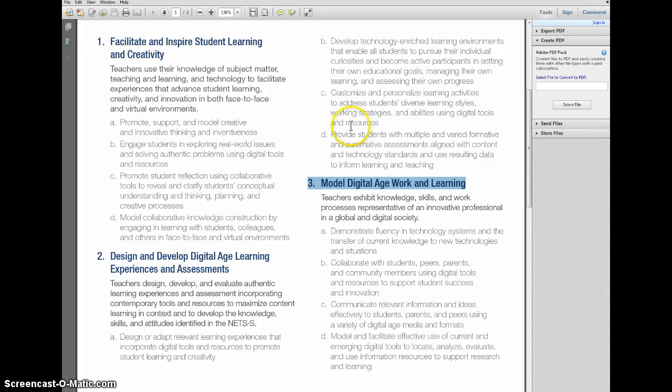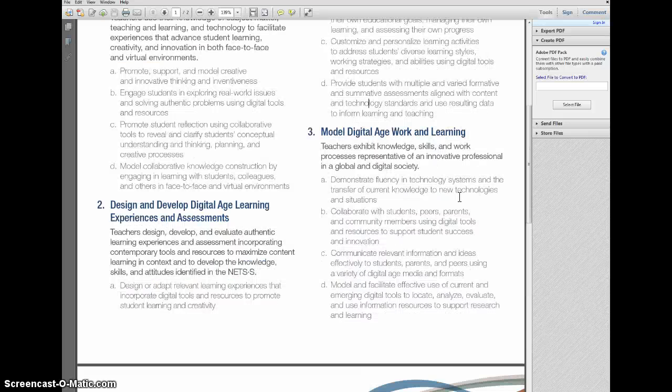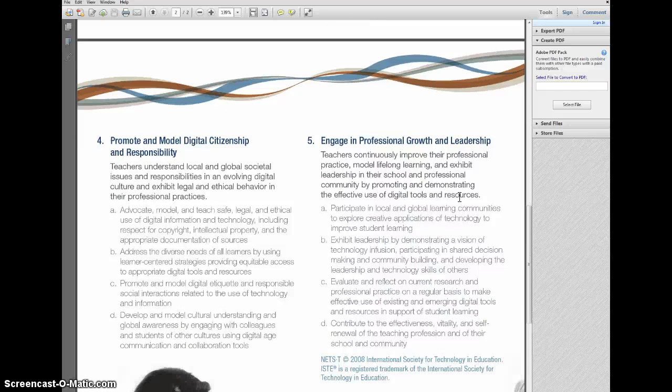Standard 3, model digital age work and learning. So for teachers, modeling digital age work and learning would be demonstrating to students how to use technology productively. An appropriate use of technology in learning goes far beyond simply assigning it to students. Teachers must possess the knowledge and skills themselves, and they must demonstrate that knowledge and skill for their students.